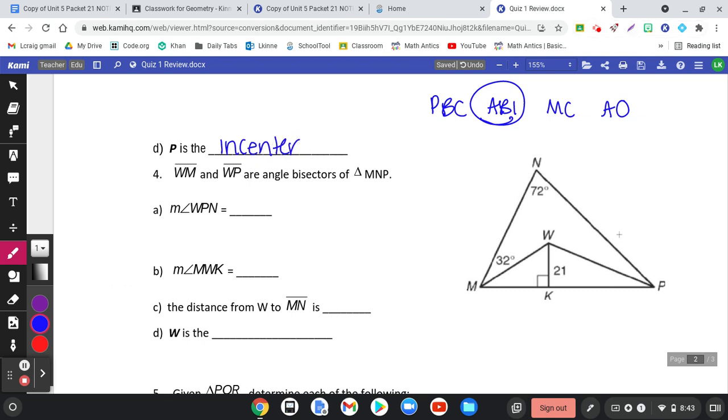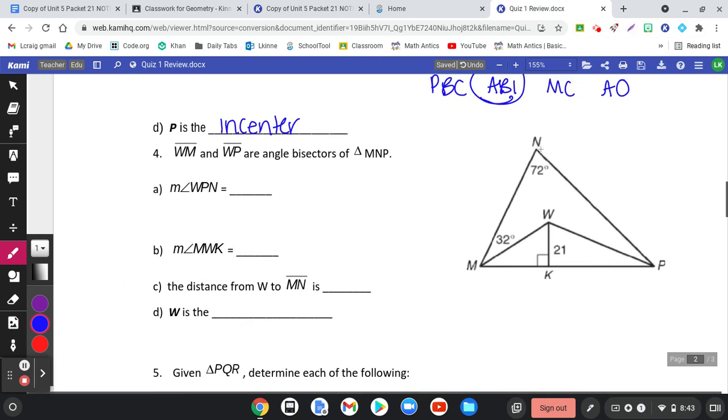And this is the opposite of perpendicular bisectors. With perpendicular bisectors, it cut the side in half and was the same distance to each angle. These cut the angles in half, and it's the same distance to each side. So if this is 21, you'll notice down here, distance from W to side MN, that's also going to be 21. If I had to go out here, that would also be 21. All right, so perpendicular bisectors and angle bisectors are kind of opposite each other.